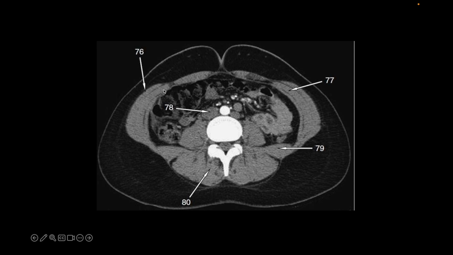So these are the muscles that we mentioned. 76 is the external oblique, 77 is the internal oblique, 78 is the IVC, quadratus lumborum, and then these ones, just call them the erector spinae muscles.